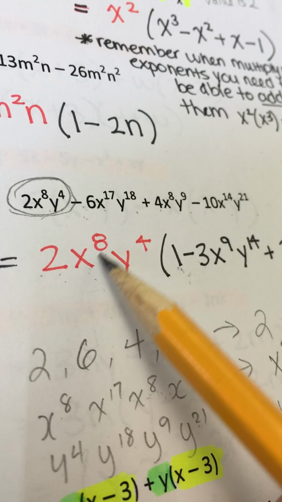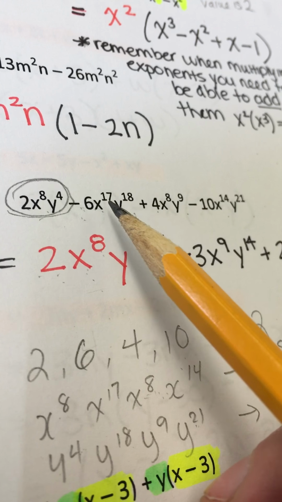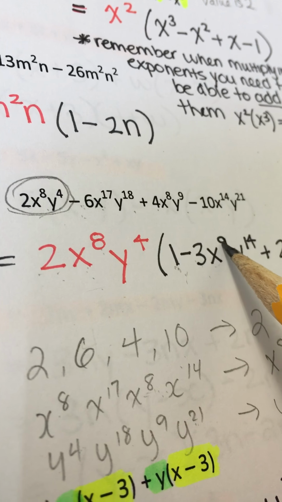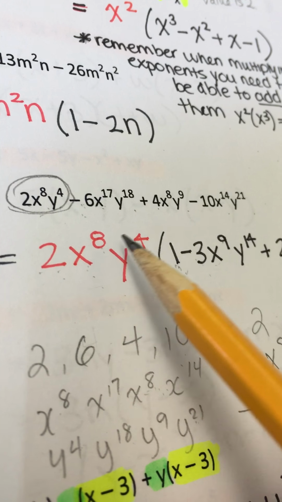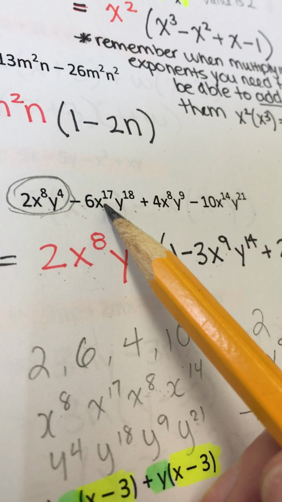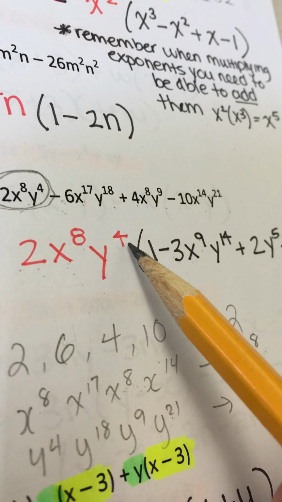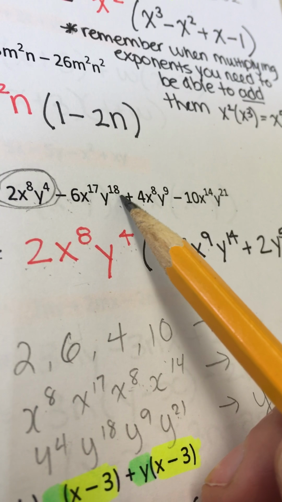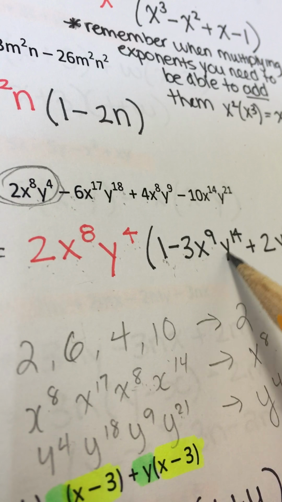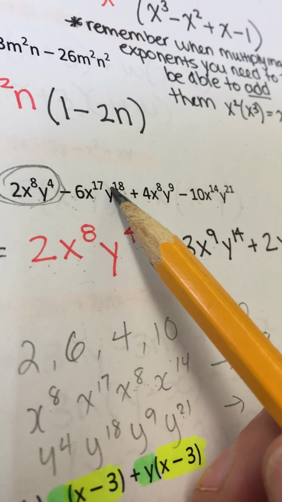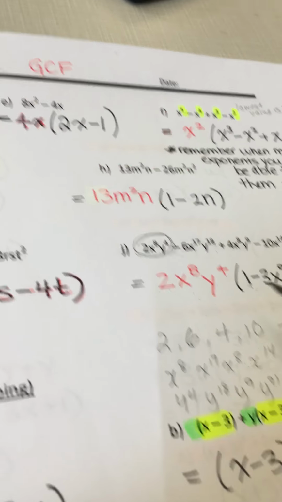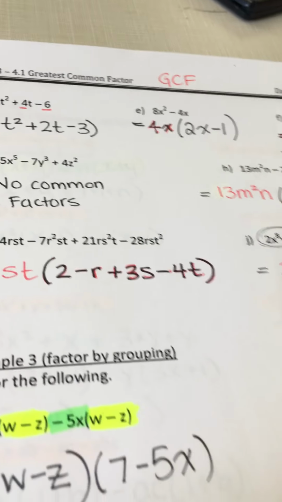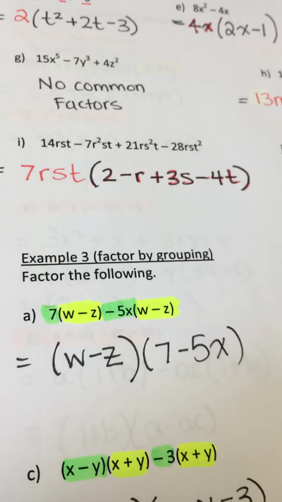I have an x to the power of 8. How do I get to 17? Well, I have to add my exponents, so 8 plus 9 gives me 17. Then y to the power of 4: I need to get to y to the power of 18. 4 plus 14 is going to give me 18. So you go through and do that for your questions. Don't get too overwhelmed.